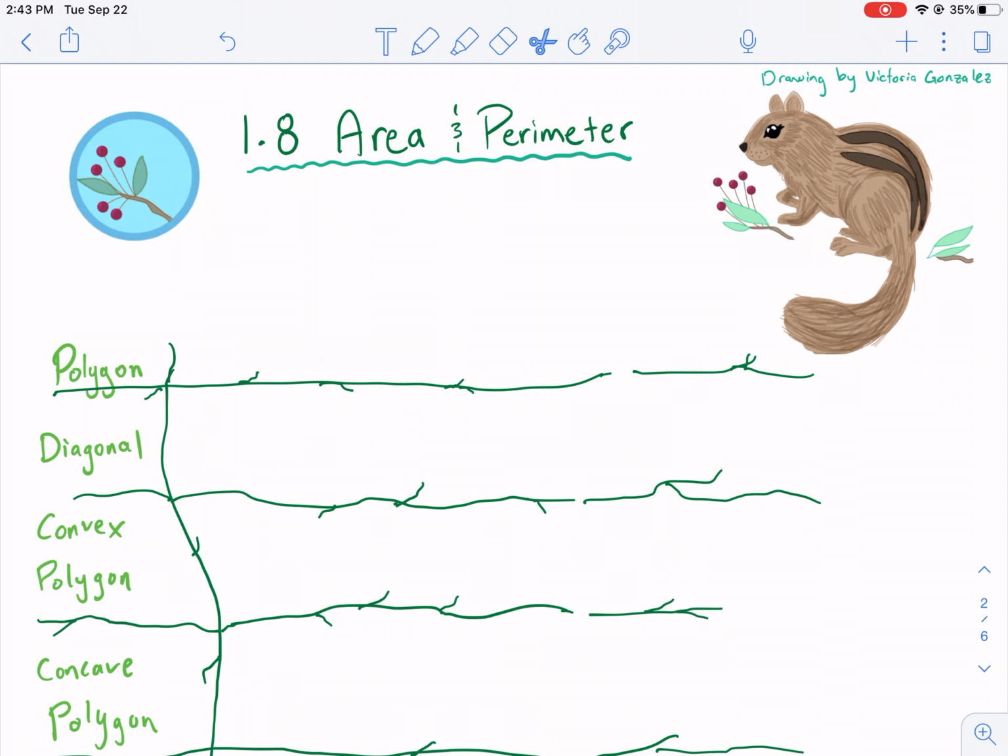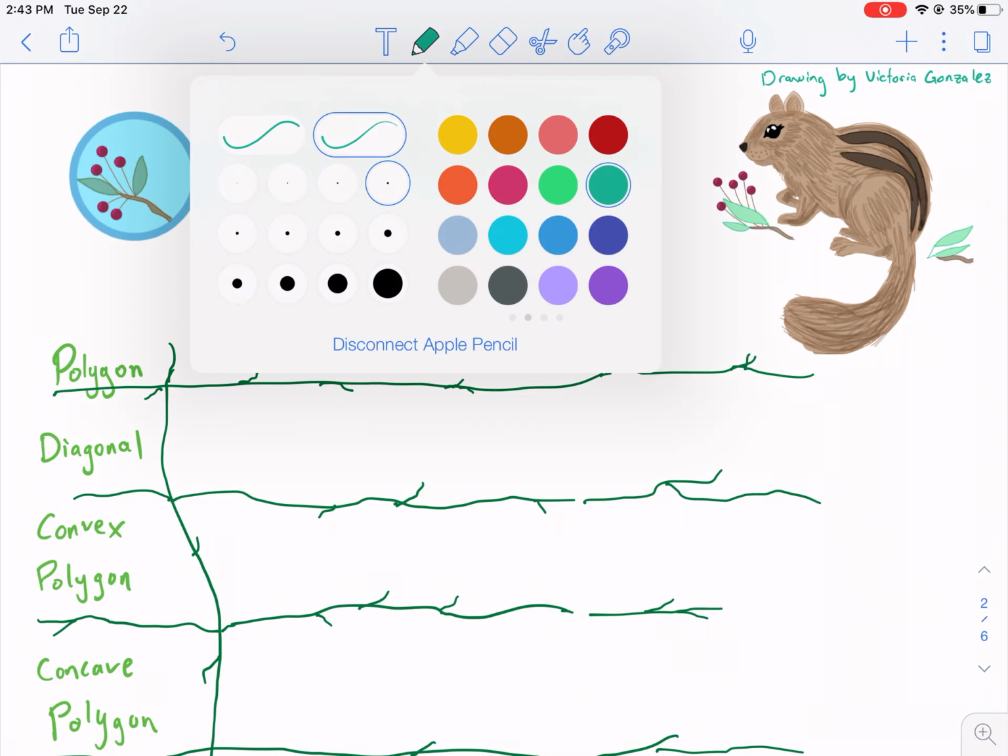Now, for those of you that are watching, I am going to try to keep this under 15 minutes. I actually just set a stopwatch, so I'm going to try and hold myself to that. Let's go ahead and jump right into this.